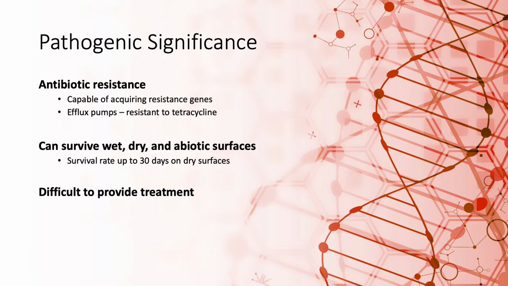So the significance behind this pathogen is that it is very resistant to antibiotics, and it can also survive wet, dry, and abiotic surfaces for long periods of time. And so its antibiotic resistance is characterized by its ability to acquire resistance genes, and it also contains efflux pumps that make it resistant to tetracycline.